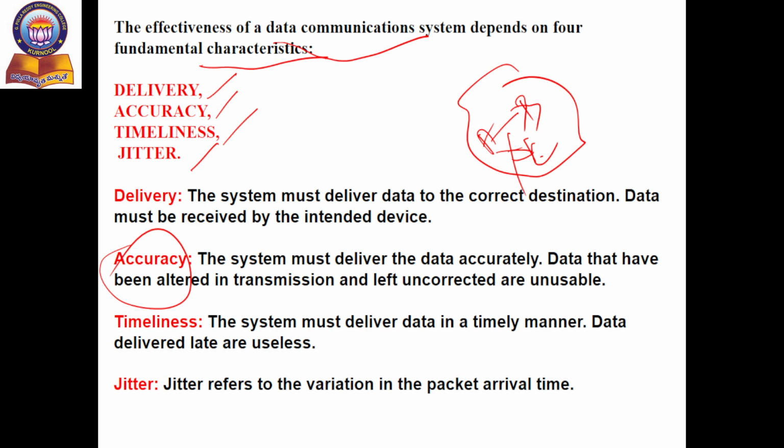That means the data doesn't undergo any corruption in the transmission. Any data corruption in the transmission leads to a loss of accuracy in the communication. Suppose I am sending two messages from A to B. The first message was transferred to the B system accurately, and the second message was transferred to the B system, but the second message was corrupted in the transmission.